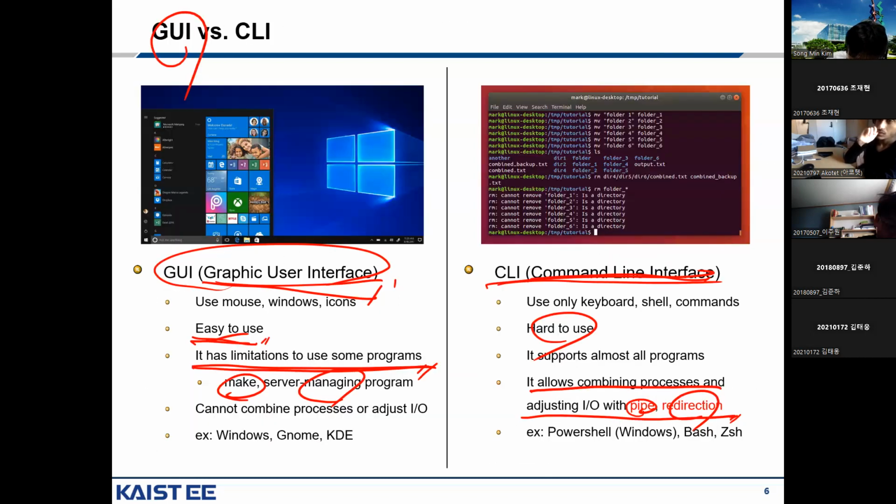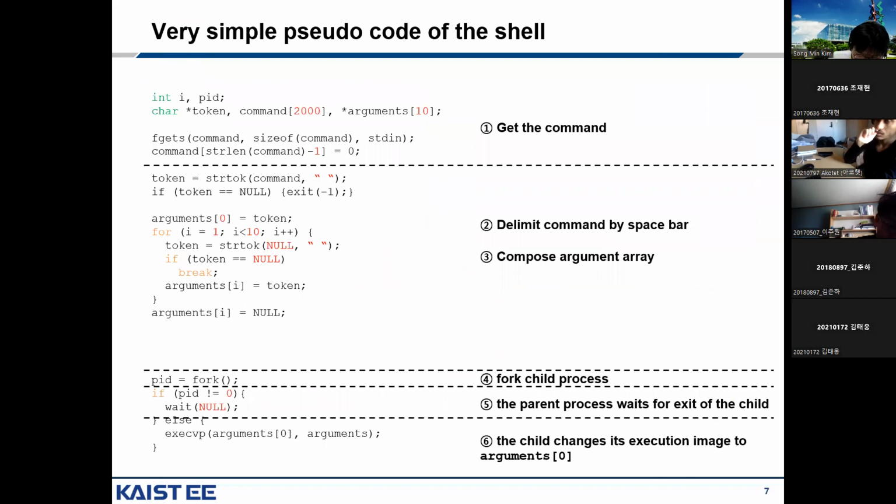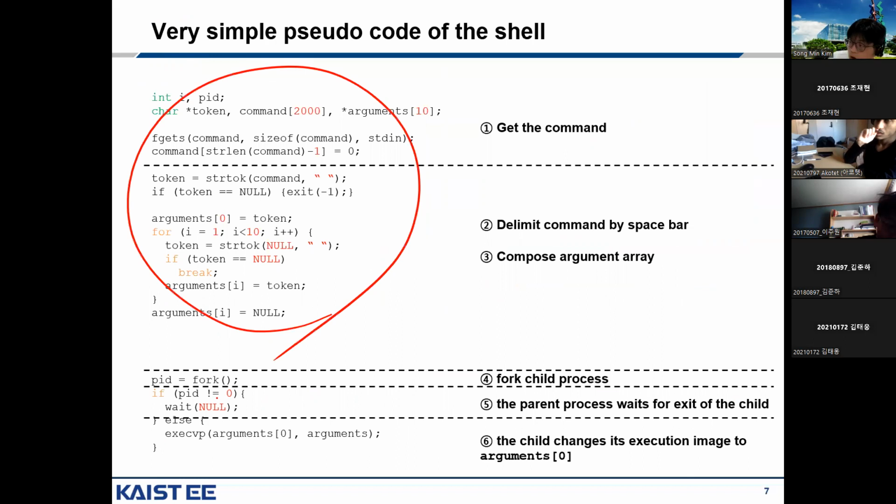All right, so here is the very simple shell code that we'll discuss in this lecture. Of course the shell is much more complicated than this, but this is a very simplified, actually oversimplified version, so we call it a very simple pseudocode of a shell. It consists of 6 parts.